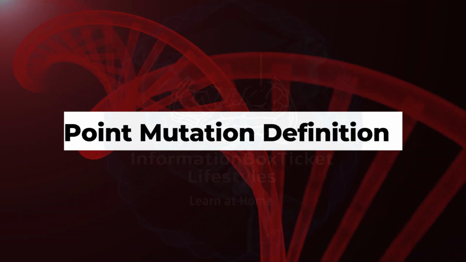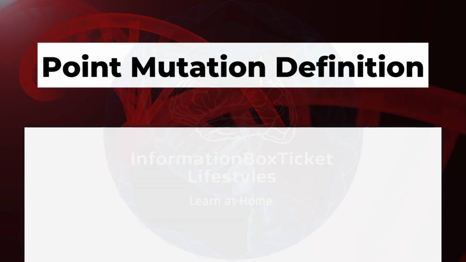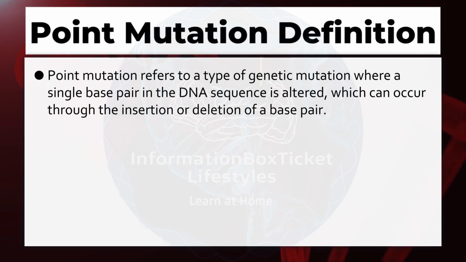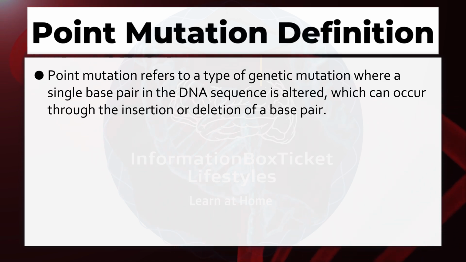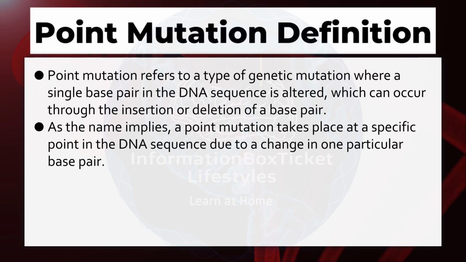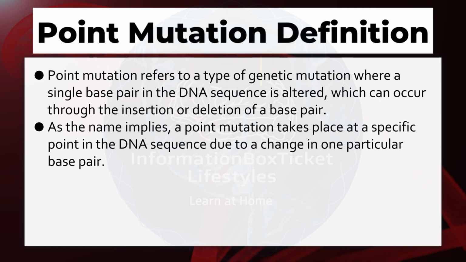Point mutation definition. Point mutation refers to a type of genetic mutation where a single base pair in the DNA sequence is altered, which can occur through the insertion or deletion of a base pair. As the name implies, a point mutation takes place at a specific point in the DNA sequence due to a change in one particular base pair.